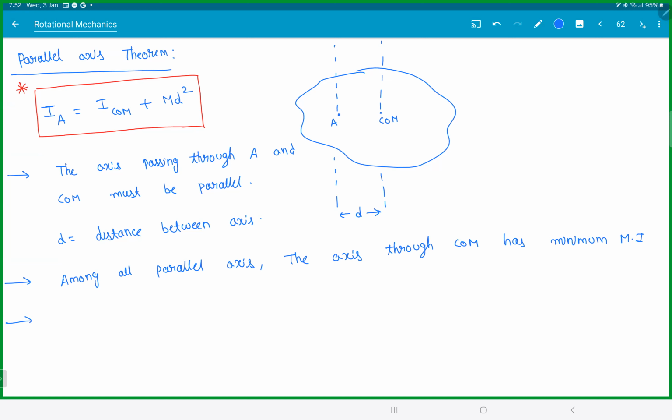This is the kind of question you get in statements. Again, remember, among parallel axes, you can't take any random axis. Locus of all points with same moment of inertia is a circle.